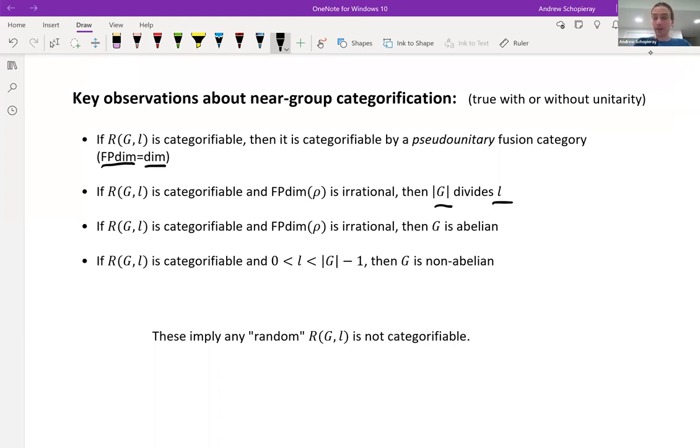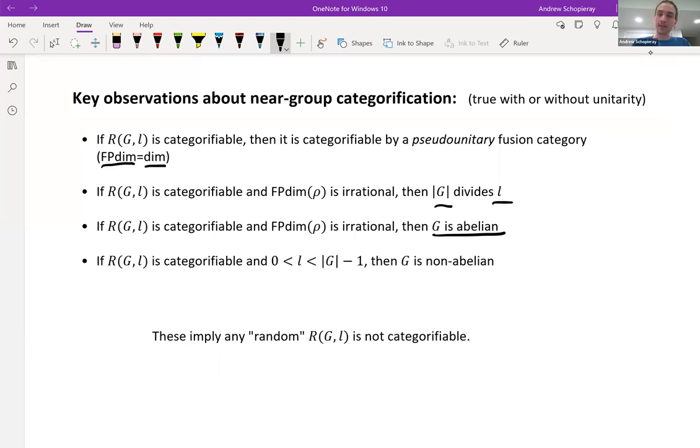And also, if your non-trivial dimension is irrational and you find a categorification, then that means that the group that you started with is abelian. Just like in Tambara and Yamagami's paper, where the multiplicity was 0, in fact, if your Frobenius-Perron dimension is irrational at all, your group has to be abelian. Okay. So now if I pick an irrational dimension and my original group was non-abelian, none of those work. So our list is slowly dwindling for which of these near group fusion rings could actually be categorifiable.